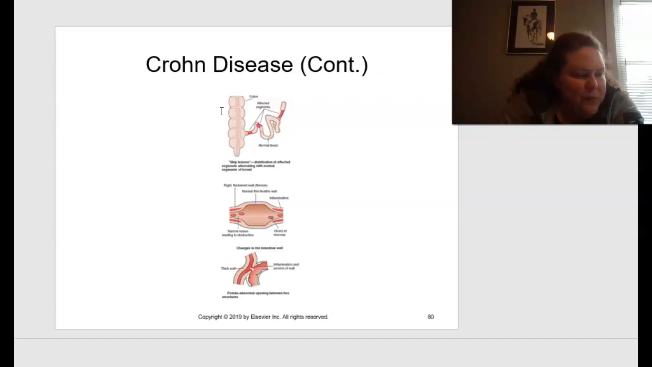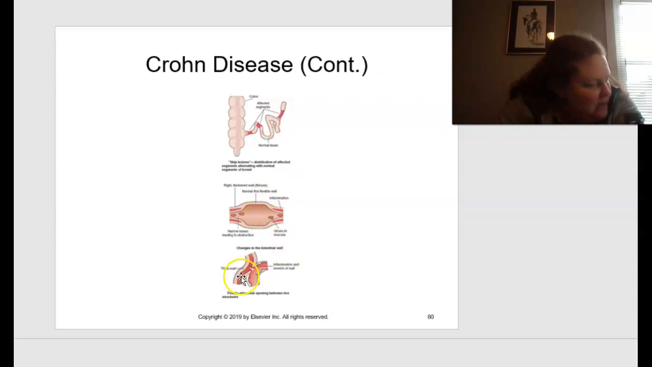This is on page 471, and it's figure 17.33. This is showing those skip lesions, a distribution of affected segments alternating with normal segments of the bowel. Then this is showing the changes in the intestinal wall, where you have a narrow lumen, which is that opening that can lead to obstruction. You can have rigid, thick walls, which is that fibrosis. You can have the normal, thin, flexible walls. Then you can also have inflammation and ulcers in the mucosa.